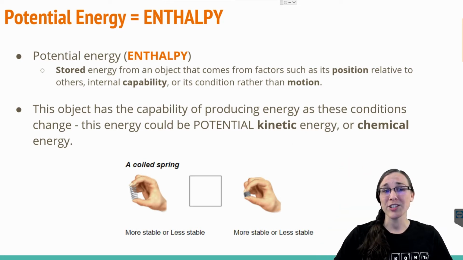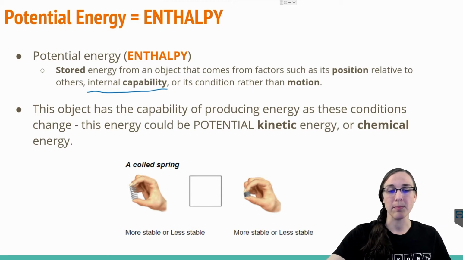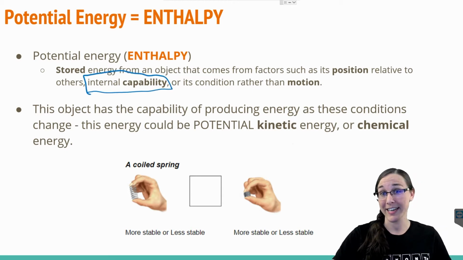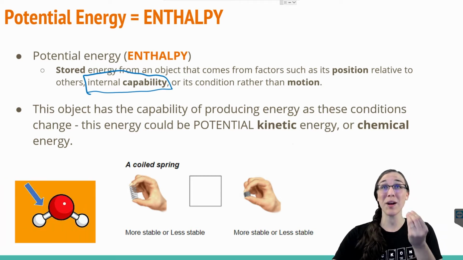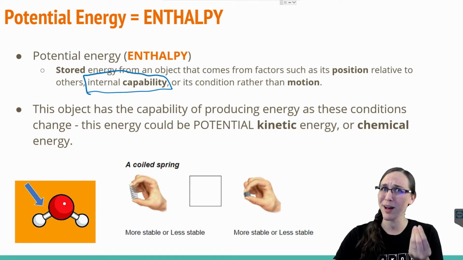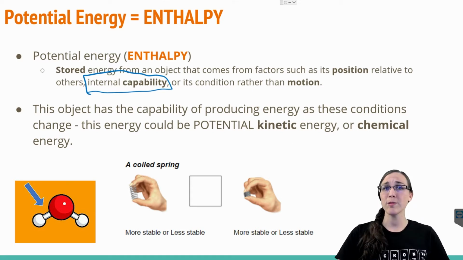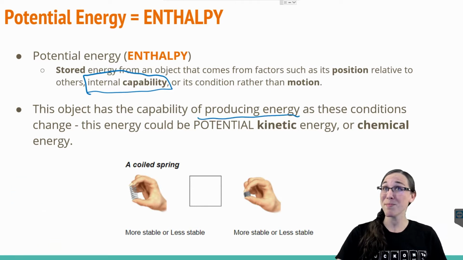But potential energy is also the internal capability, which is what we're more interested in here in terms of chemistry, because the internal capability of the molecule is the intramolecular bonds, i.e. the bonds holding the atoms together. So those bonds have the capability of producing energy, and that capability is literally chemical potential energy.